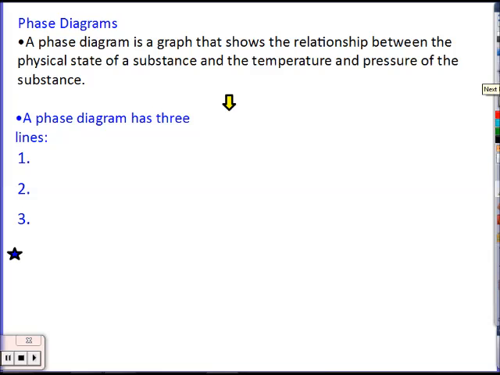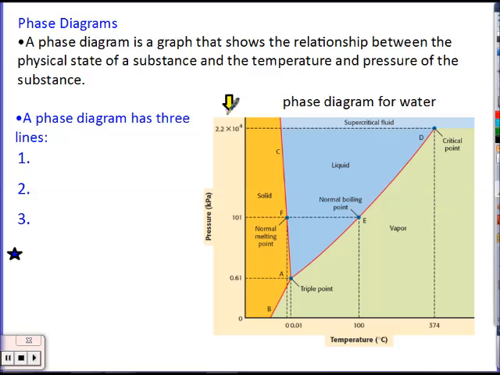A phase diagram looks like this. Kind of confusing when you first see it. You're going to see all these different shades, all these different lines. What do they all mean? Well, there's three main lines we're concerned about.